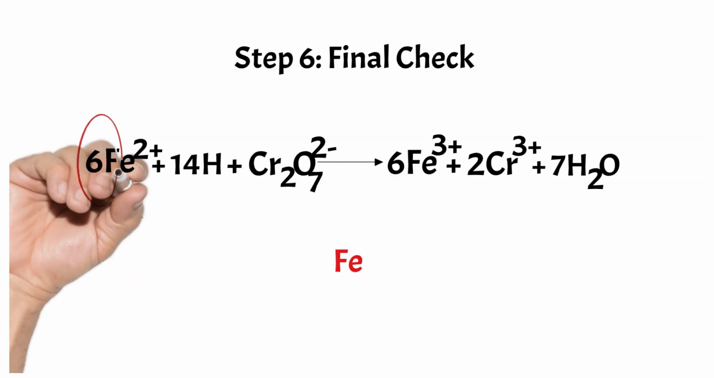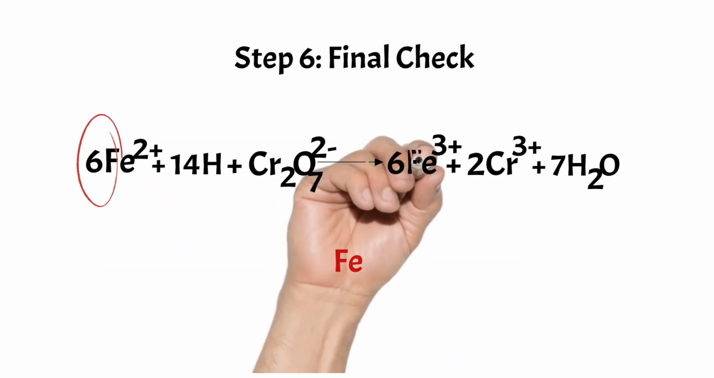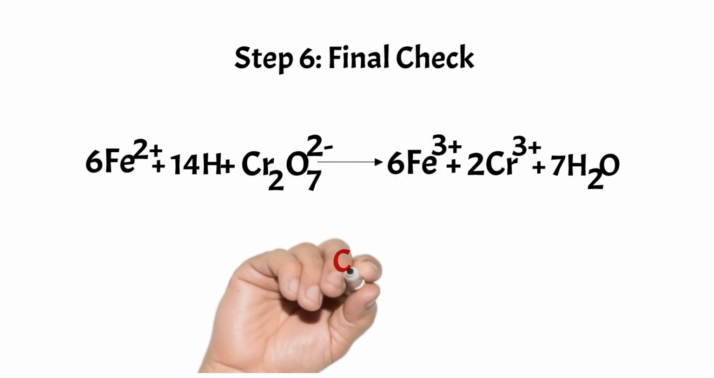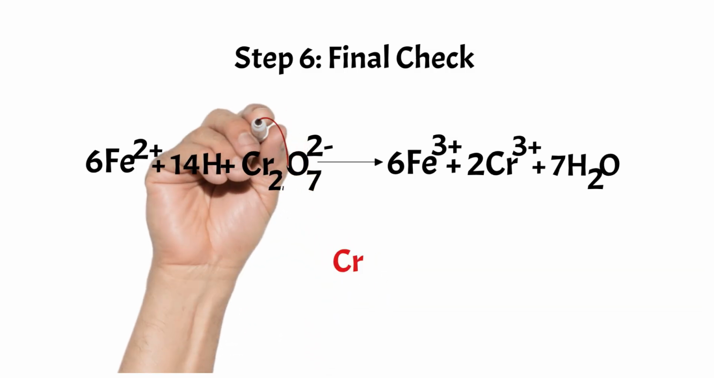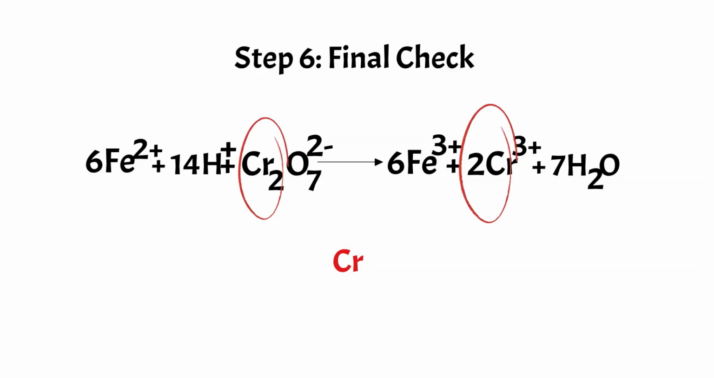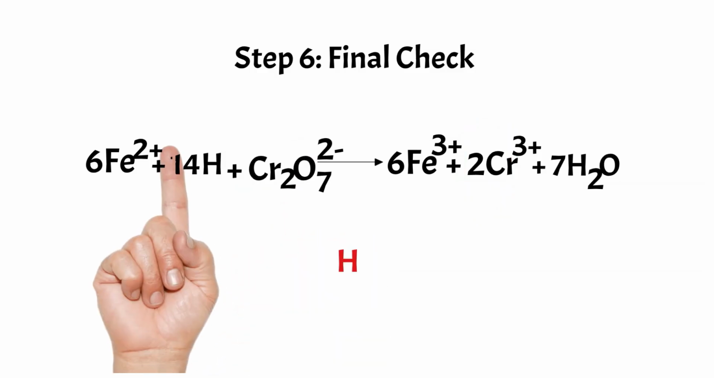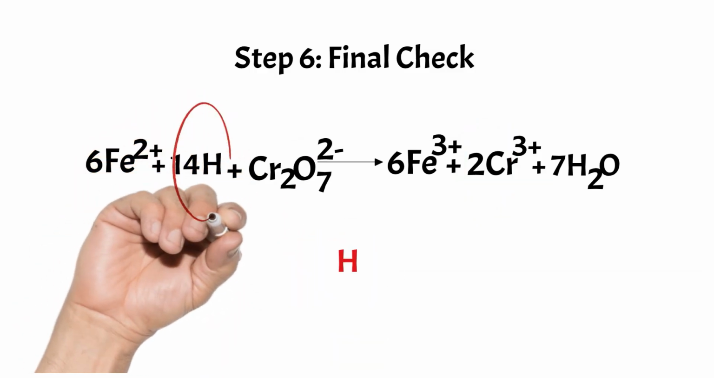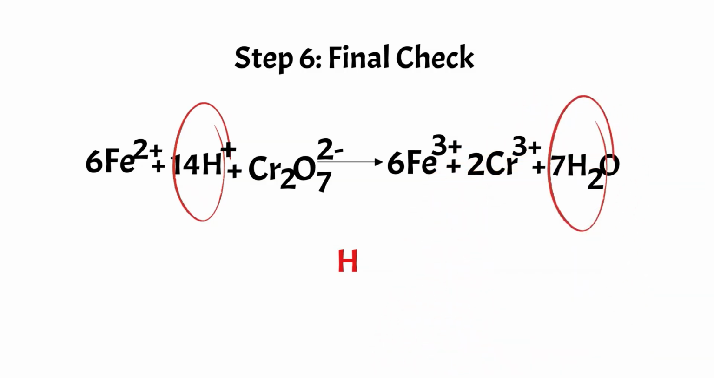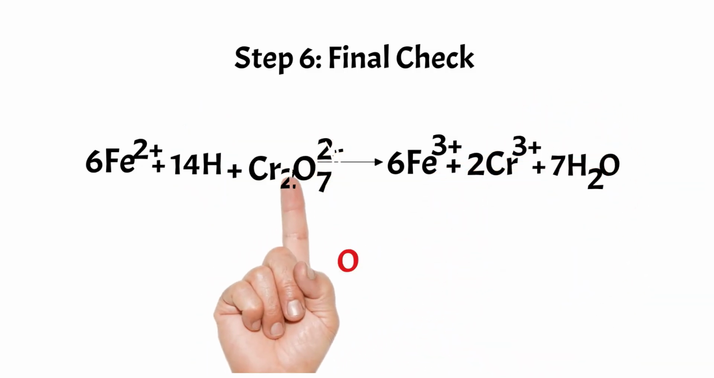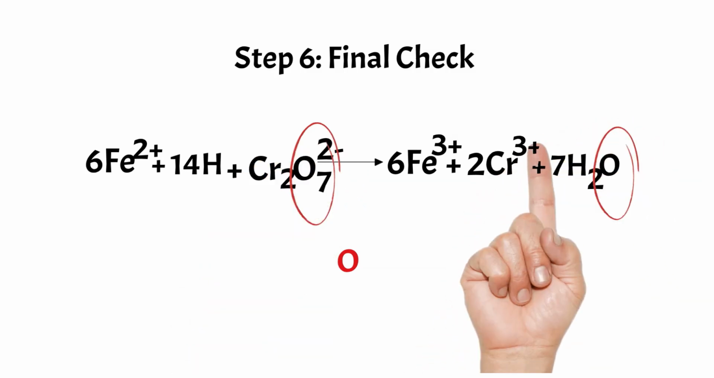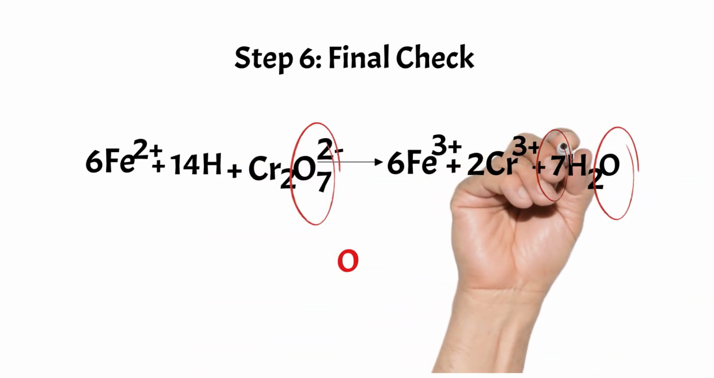As far as your atoms, we have iron 6 on the left and 6 on the right. We're balanced. For chromium, we have 2 on the left and 2 on the right, so we're balanced. For hydrogen, we have 14 on the left, 7 times 2 equals 14 on the right, balanced. For oxygen, there are 7 on the left, and 7 times 1 equals 7 on the right, so we're balanced.